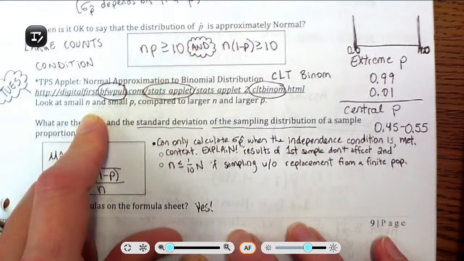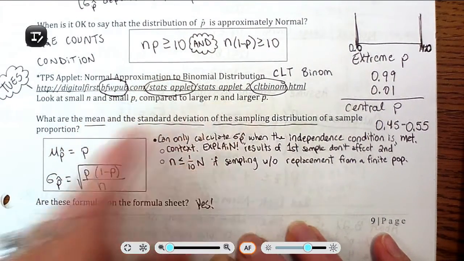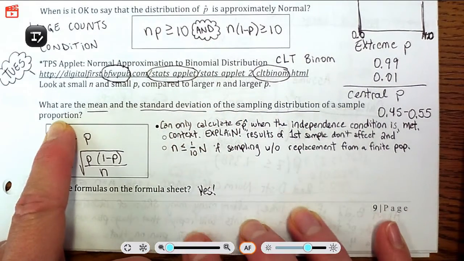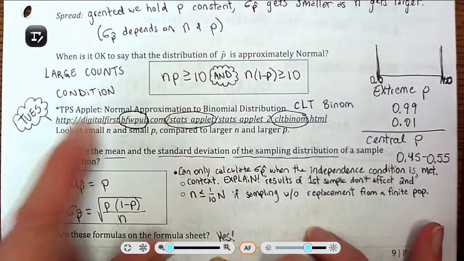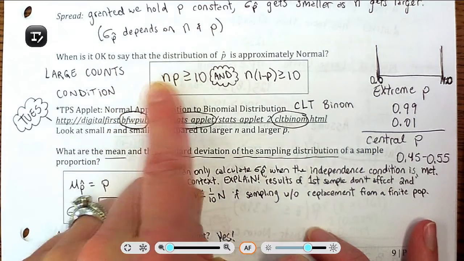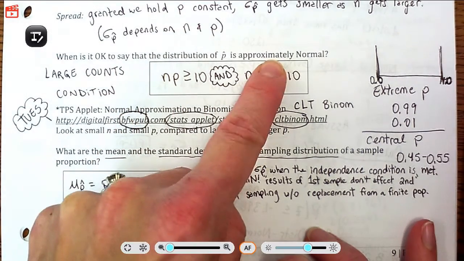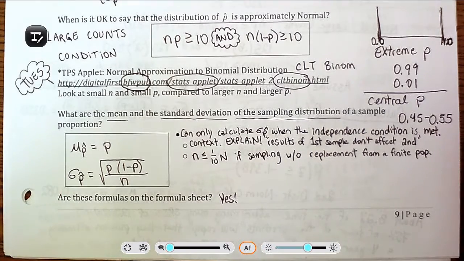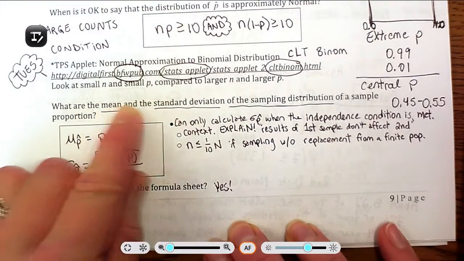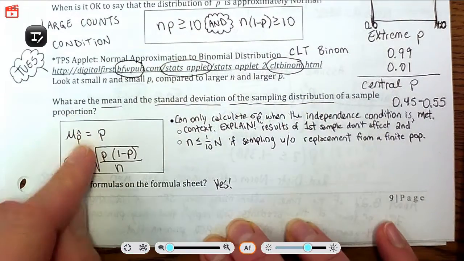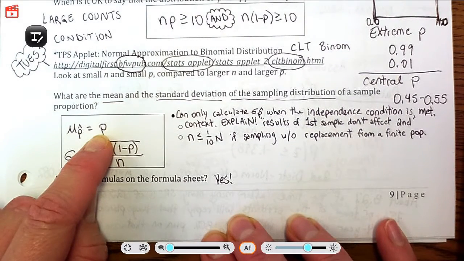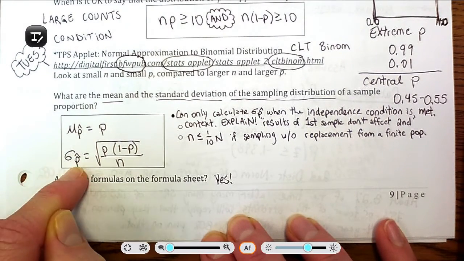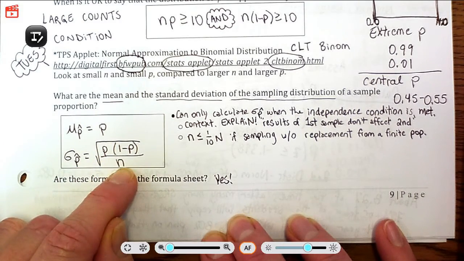Okay, look at small n and small p. Okay, so what are the mean and standard deviation of the sampling distribution of a sample proportion? So look what we're building here. We're first talking about the condition to assume that a distribution is approximately normally distributed. Now I'm talking about mean and standard deviation. Seems like I'm going right into normal calculations. So what are the mean and standard deviation of the sampling distribution of a sample proportion? Mu p hat is equal to the true proportion of the population parameter, and sigma p hat is equal to the square root of p(1 minus p) all over n.